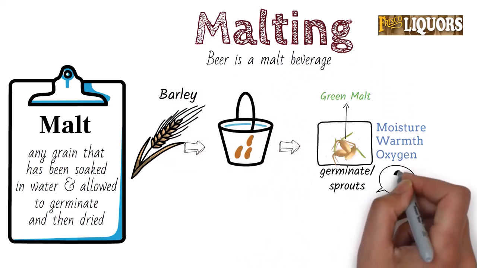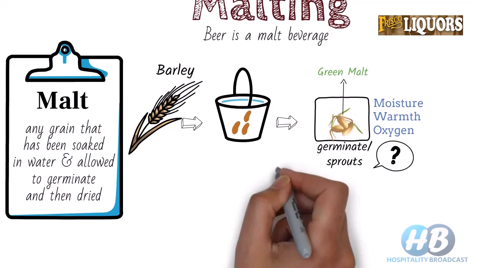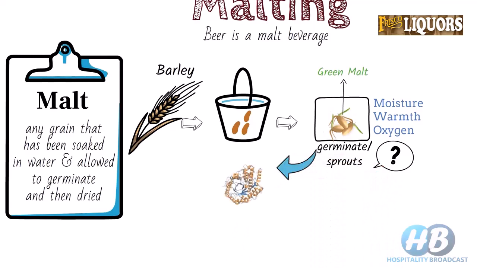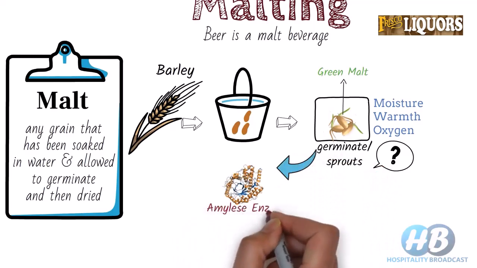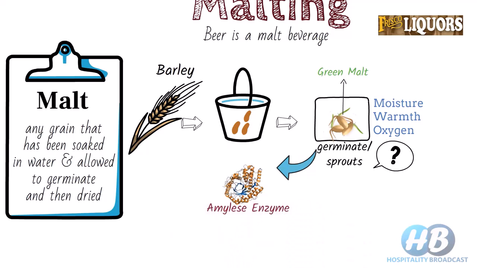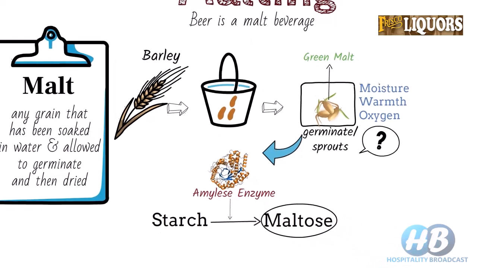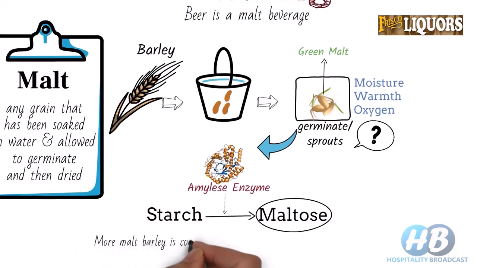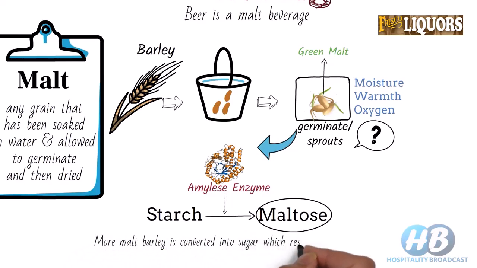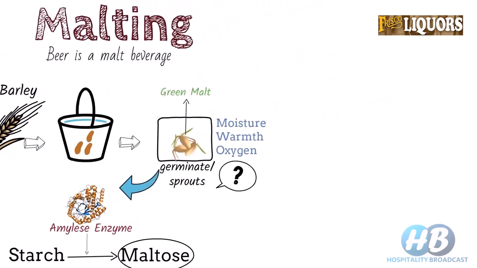Now why is this germination process so important? This germination process actually allows formation of the amylase enzyme, normally alpha and beta amylase. This amylase enzyme helps in breaking down starch into maltose. This maltose is a form of sugar. In simple terms, more malted barley is converted into sugar, which means you get more alcohol. If you don't understand, don't worry, we will cover it again in the step of fermentation.